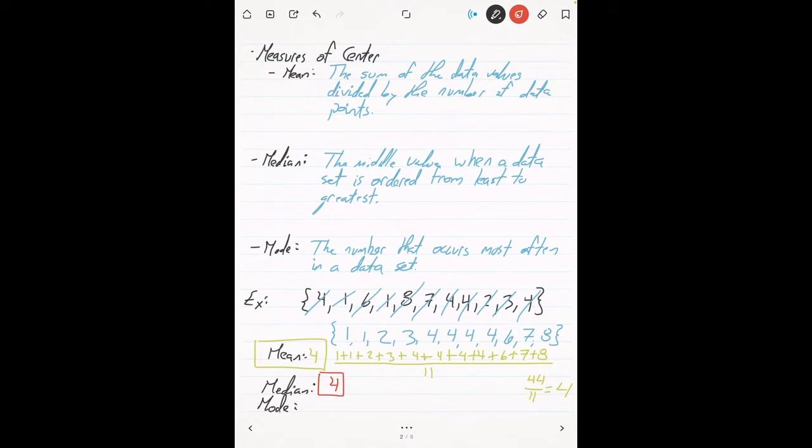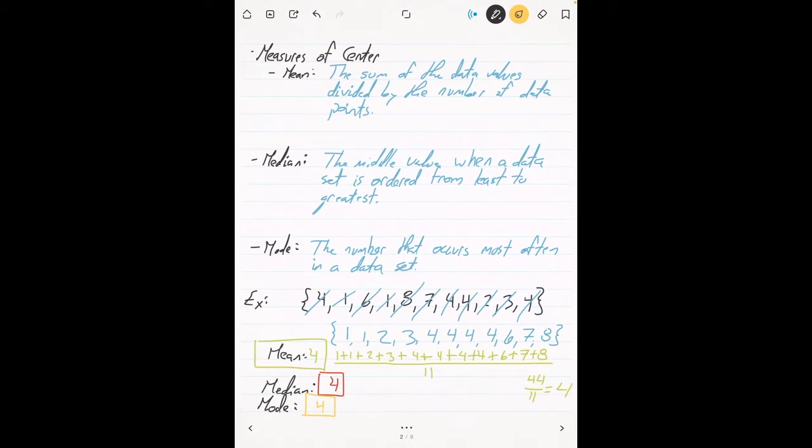Now the mode, again, the mode is the most common number that occurs in the data set. So in this case, yeah, there are 2 1s, but it looks like there are 4 of these 4s. So we're going to say again that 4 is the mode. It is the most common number.